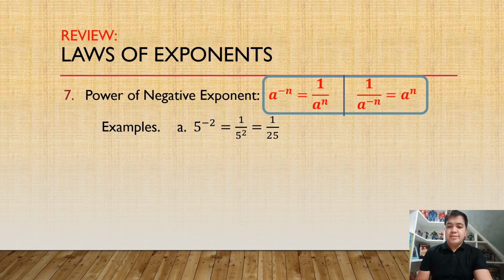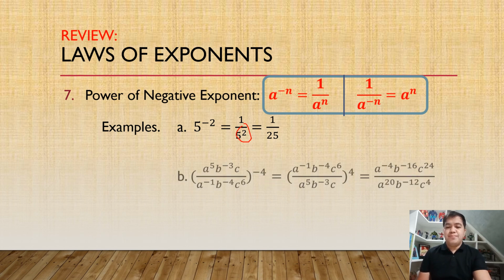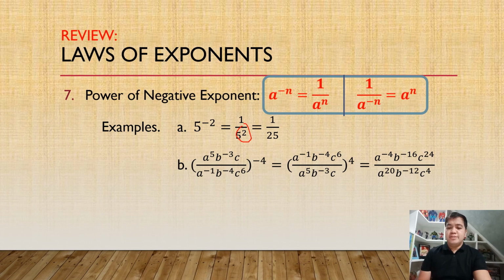Okay, for example, ito. 5 raised to negative 2, so that will be 1 over 5 squared. So, naging positive na yung ating exponent sa baba. Nasa baba na siya, tapos naging positive na. Okay? And then, 5 squared, remember, is 25. So, therefore, that will be 1 over 25. Okay, another example. So, this is a more complicated one.